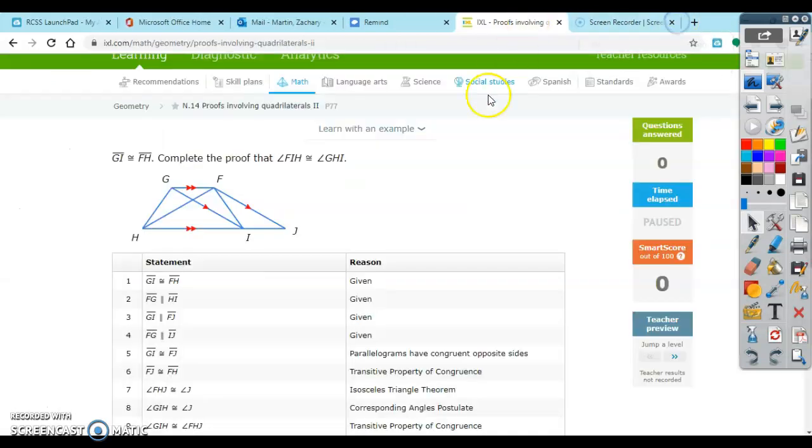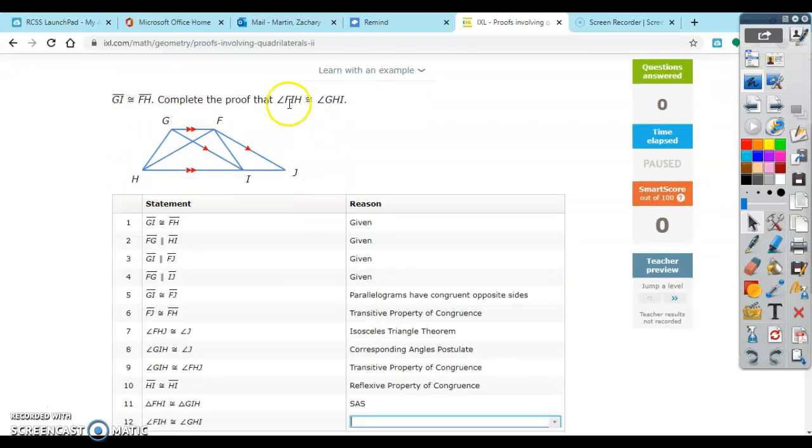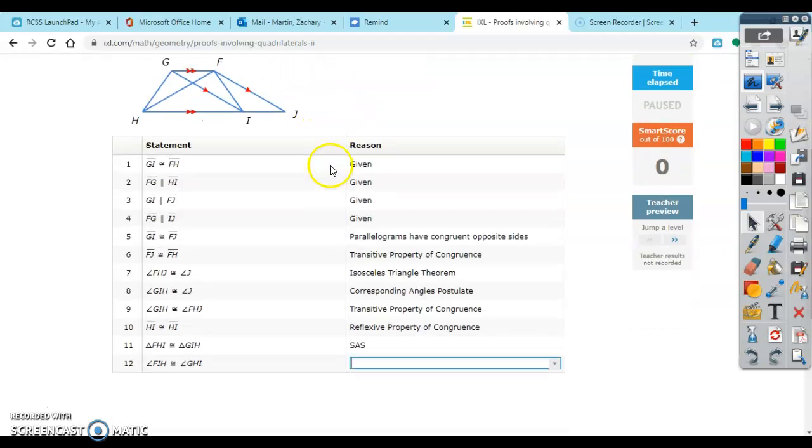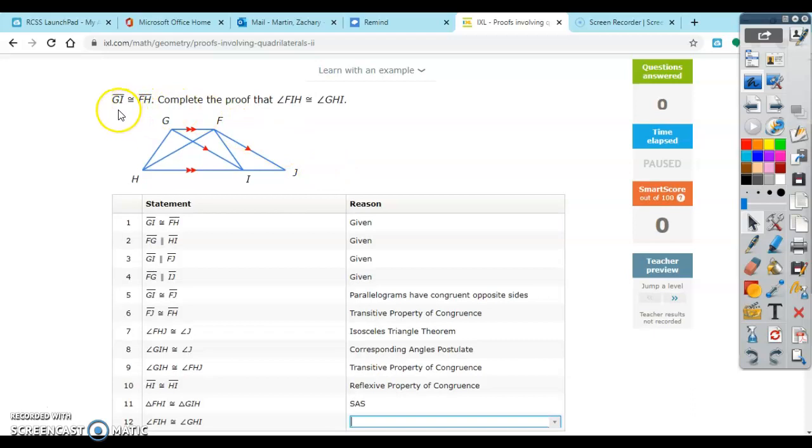So let's take a look at N.14. We know that segment GI is congruent to segment FH. Complete the proof that angle FIH is congruent to angle GHI. So we've got a lot of stuff going on here. We know that segment GI is congruent to segment FH.